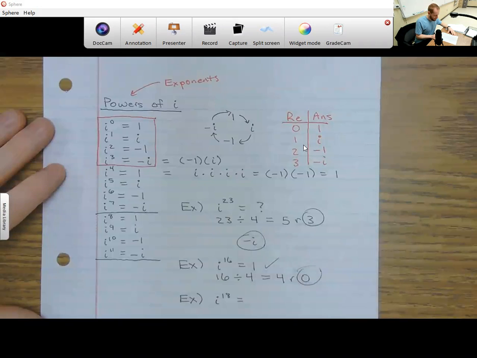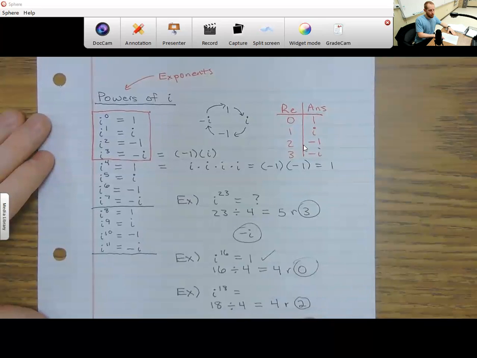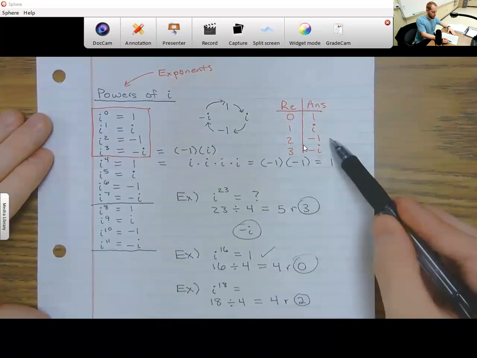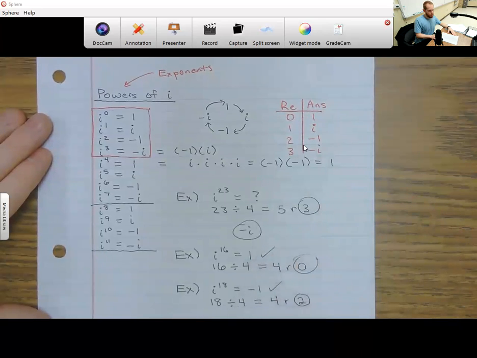Okay. So what's i to the 18th power? 18 divided by 4. What would that be? How many times can 4 go into 18 without spilling over? 4 times. But I am going to have a remainder of 2. Now, that remainder of 2 is going to tell me what my answer is. So I look up here, my remainder is 2, so I'm going to have -1. Okay? So those are the powers of i.